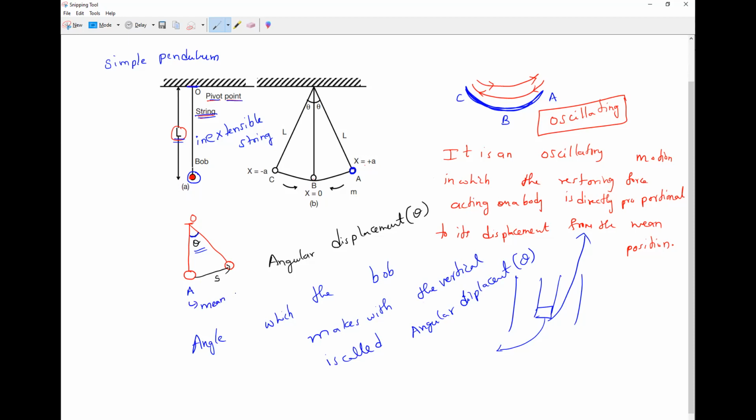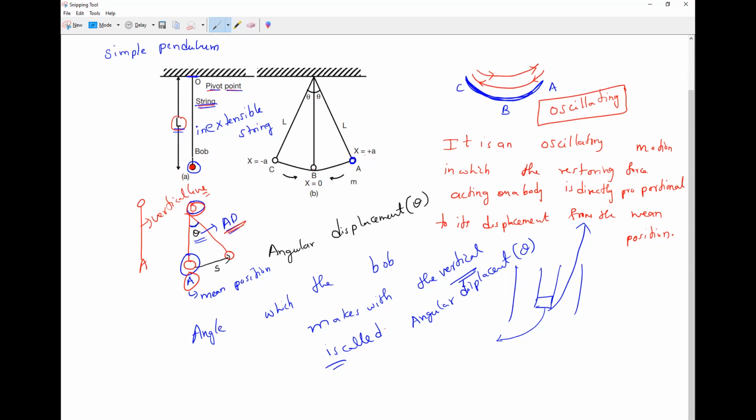Anybody can tell me? A is the mean position. Okay. Then OA is called what? OA is called the vertical line. Clear, everybody? OA is called the vertical line and theta is called what? Anybody? AD. AD means what? Angular displacement. OA is called the vertical line, and theta is called angular displacement. That is what you should learn.